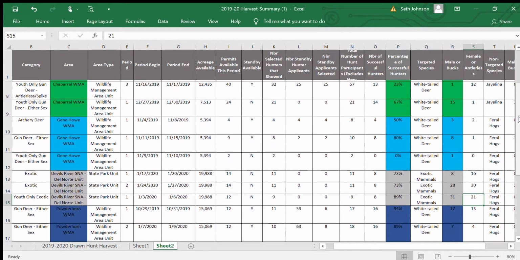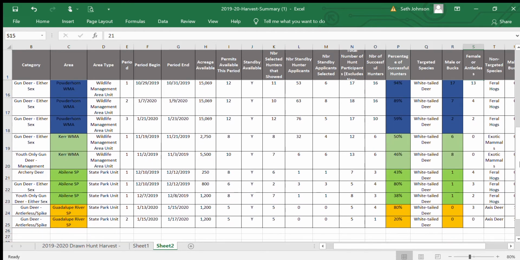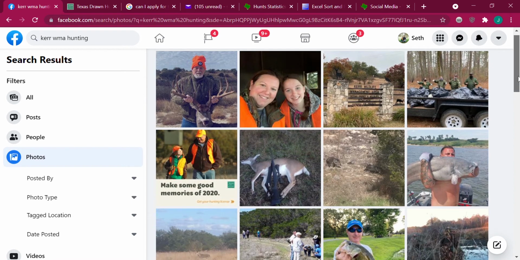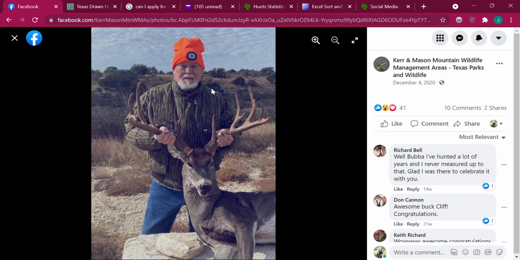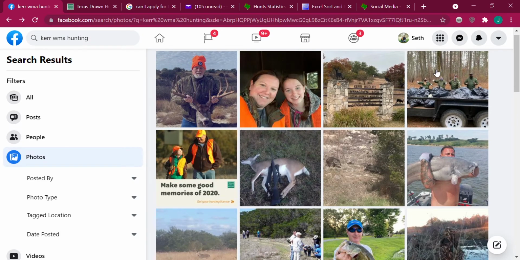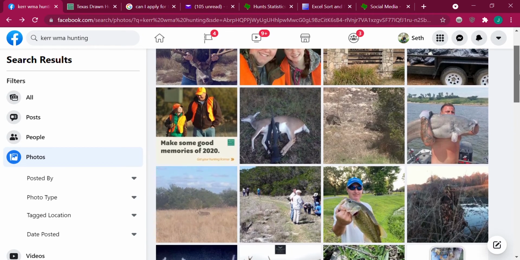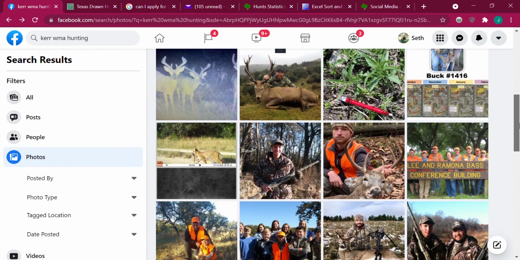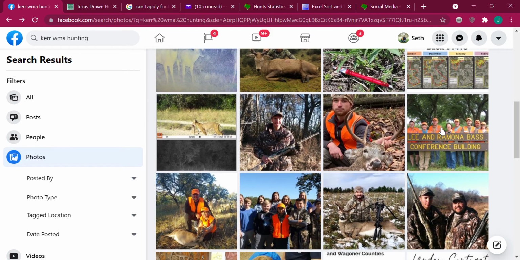Let's see, what are we on? Number 5, Kerr Wildlife Management Area. So Kerr is around Kerr County, which is in the heart of Texas. I mean, you're talking about places like Fredericksburg, Bandera, all those kind of historical areas. Deer run everywhere, man. They're like ants. Look at some of these success rates, 50%, 46%. I guarantee you, you're seeing a high percentage of animals here.